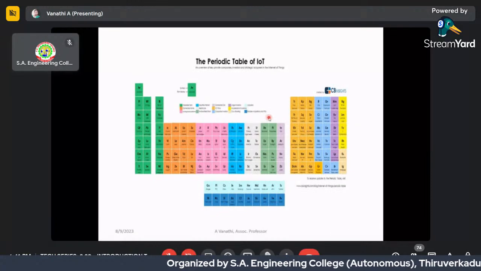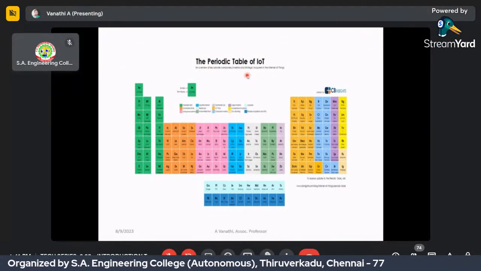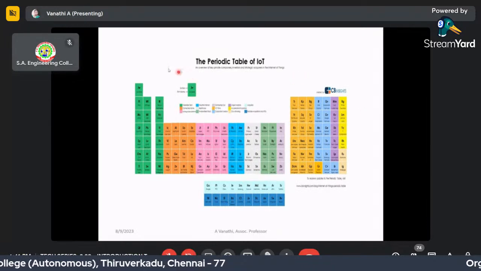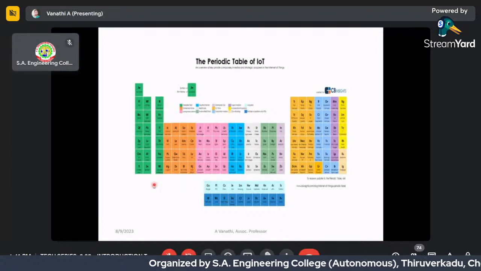You would have heard about the periodic table from chemistry, right? With all the elements in it. So this is a beautiful slide showing every enterprise that is using IoT in various things. It has been designed as a periodic table also, you can see it.